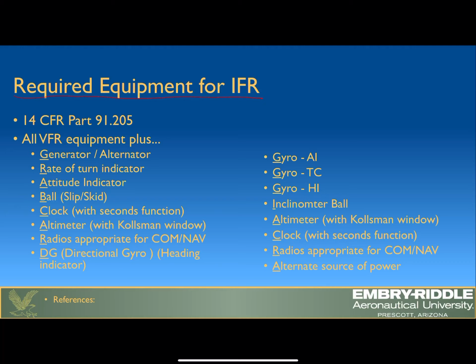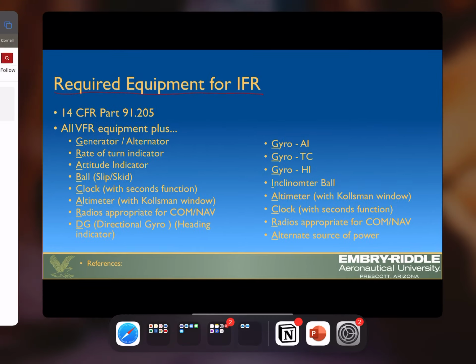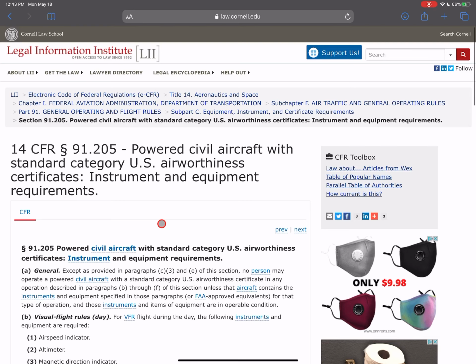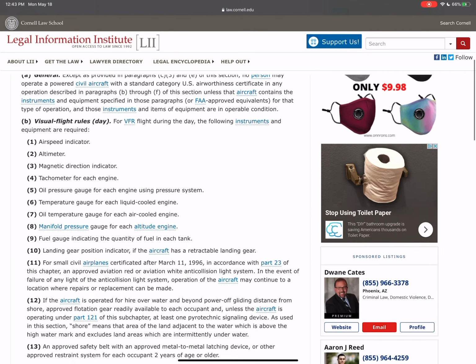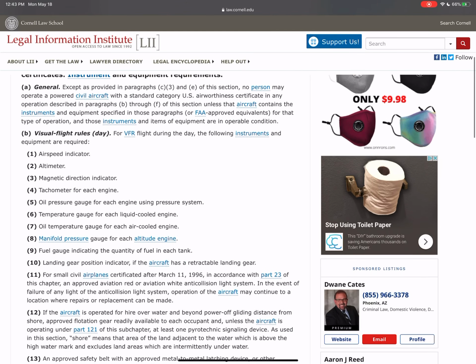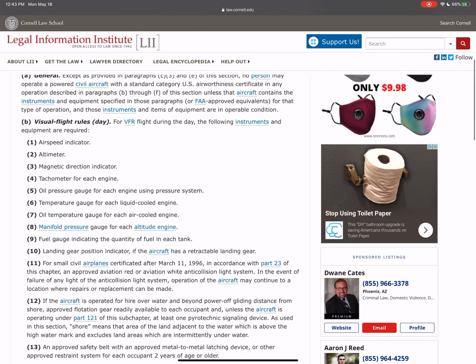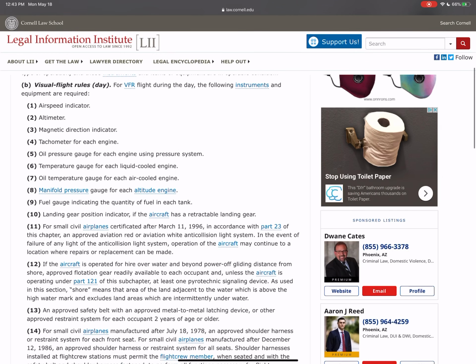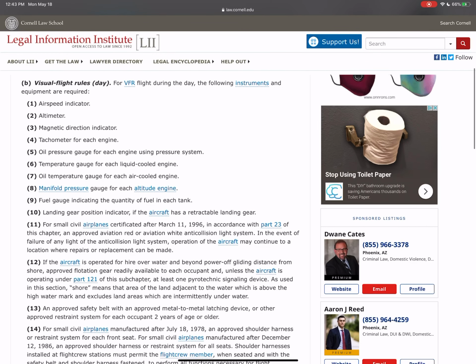And if you remember, all the way back to private pilot, we discussed the required equipment for VFR flight, and that is found in 91.205. So here we have 91.205 out of the FAR/AIM. Again, here you can see section B talks about visual flight rules during the day. There are all of the different pieces of equipment that I'm sure you memorized.